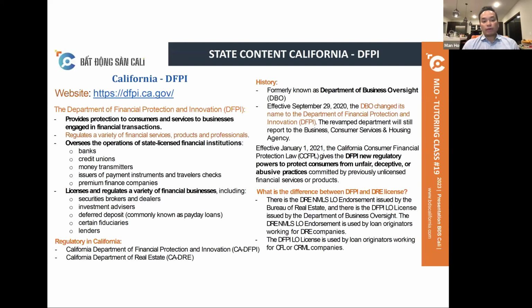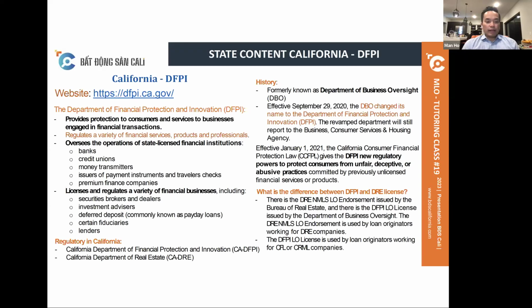The FPI regulates a variety of financial services, products, and professionals. They regulate banks, the products offered by banks or lenders, and anyone, either an employee at the bank or an individual contractor MLO, is regulated under the FPI. The FPI oversees the operation of state licensed financial institutions, like all the banks, all the credit unions, and any money transmitter, such as businesses like quick cash or check cashing. They also regulate issuers of payment instruments and traveler's checks, and premium finance companies, any company providing financial services.